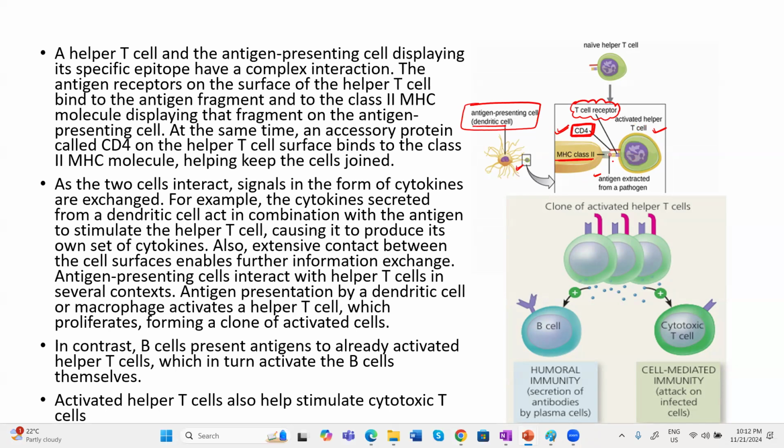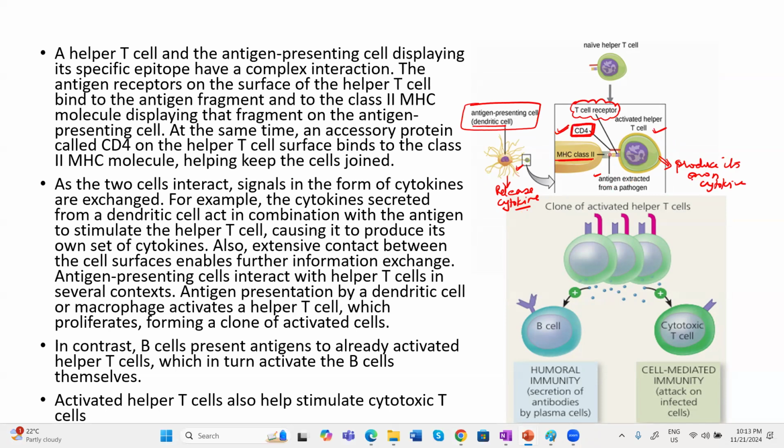Now, when the two cell interaction is going on, what will happen? Cytokines will be released from the dendritic cell. It's a type of chemical. And it will stimulate the T helper to produce its own cytokines. Clear? So cytokines released from the APC will stimulate this T helper cell to produce its own cytokines.